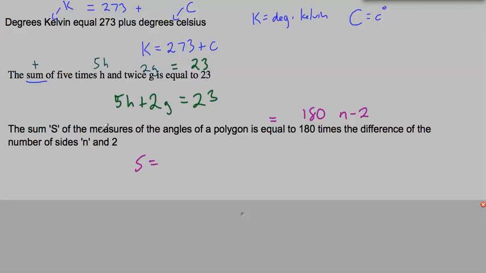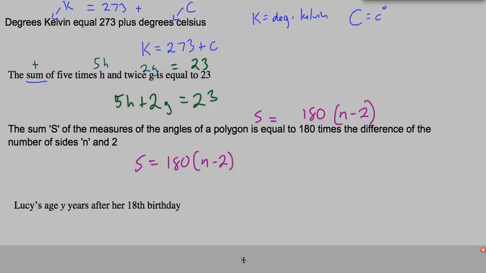Anytime we see difference, we always do the first, n, and then the 2 tells us the order we're doing our subtraction in. And we want the product, or 180 times that difference. So S equals 180 times n minus 2. And again, this is a formula you should have had in geometry, you should be familiar with.